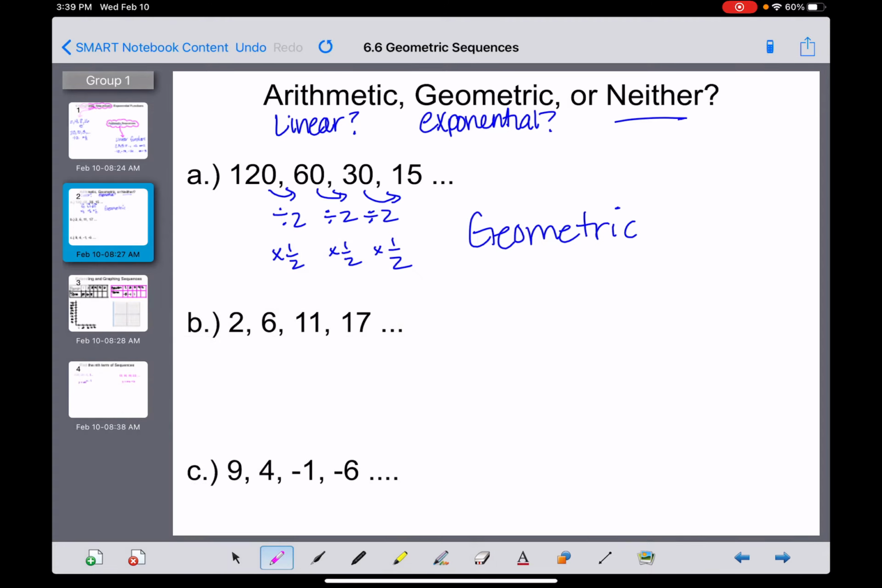Example B, if I look for a common multiplier, we multiply by 3, so 2 times 3 to get 6. I don't multiply 6 by 3 to get 11, so it's not geometric. If I check for addition, I have a pattern of adding 4, adding 5, adding 6. This is not a constant rate of change, so this answer is neither.